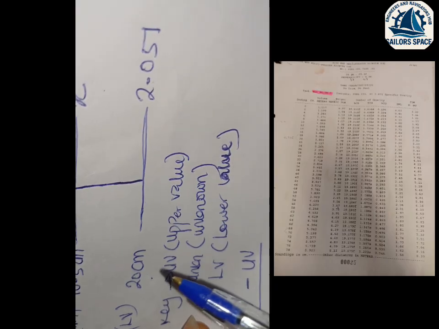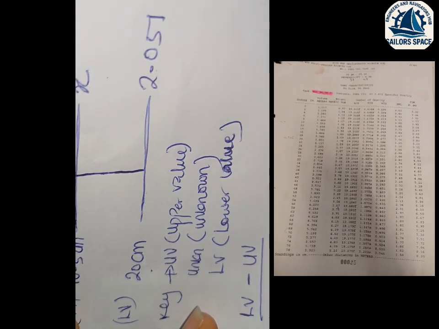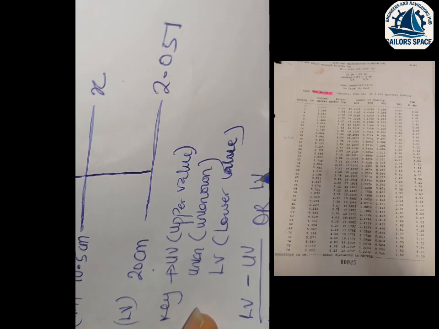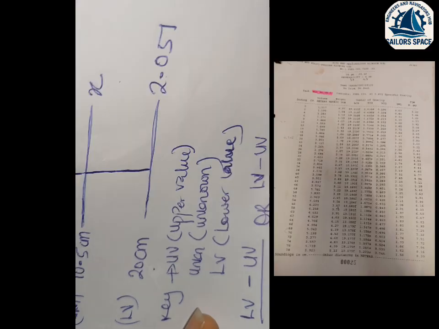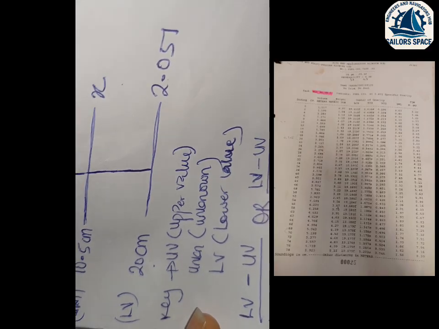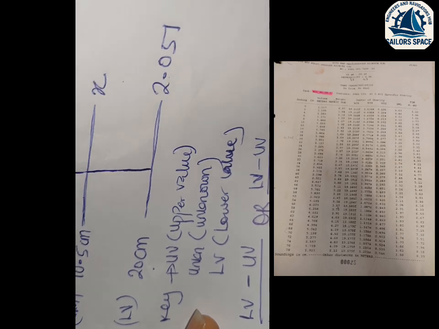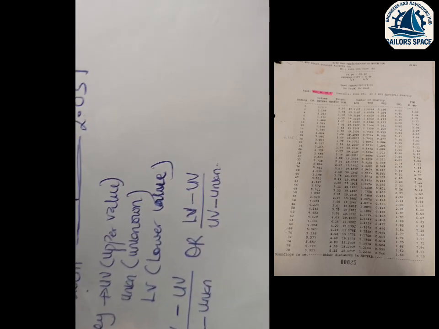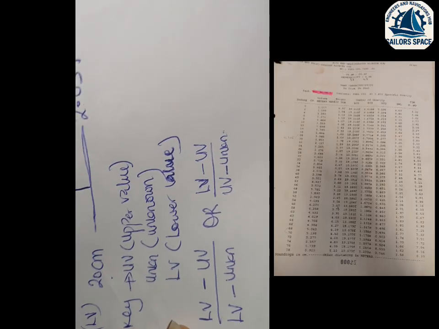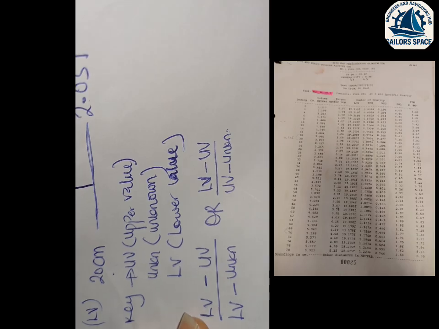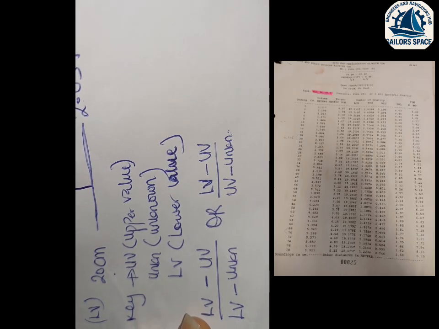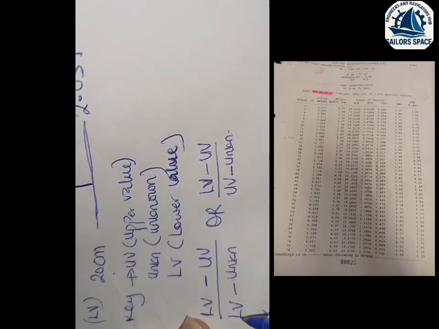So this formula, whatever you do to the left hand side, you do to the right hand side. Or you can do the lower value minus the upper value divided by the upper value minus the unknown. Whichever way you want to go about it, it will still give you the same answer. I will use the first formula for this calculation. Then you can try the second formula and tell me if you had the same result. But I'm very sure you have the same result if you did it properly.